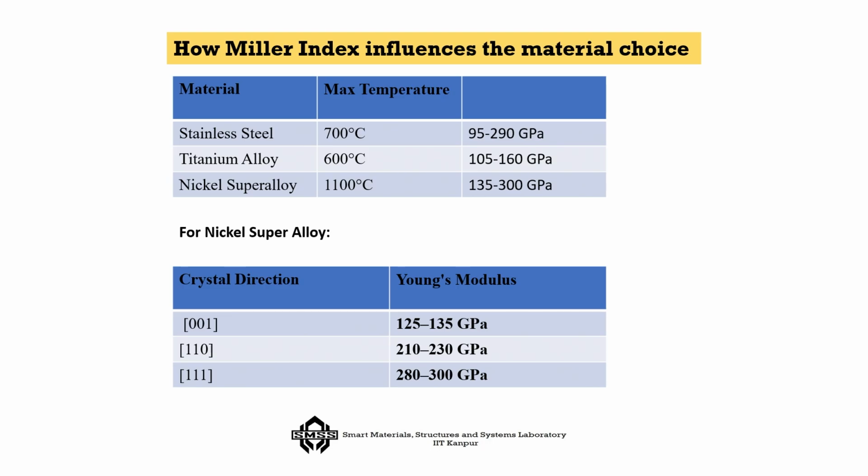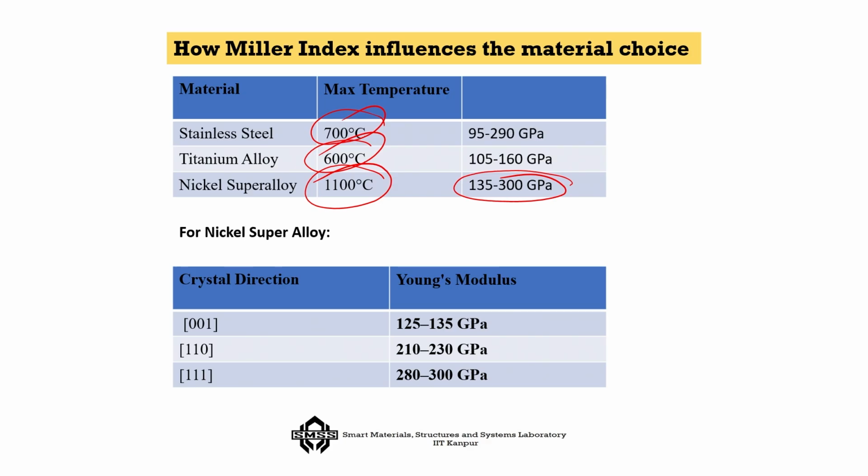Now, if I have to choose a material, first of all, how is the temperature going to govern? Well, three candidates: stainless steel, max temperature it can withstand is 700, titanium alloy 600, even lower, nickel super alloy 1100. So naturally temperature wise nickel is good, and this super alloy also has a high modulus of elasticity, 135 to 300 gigapascal.